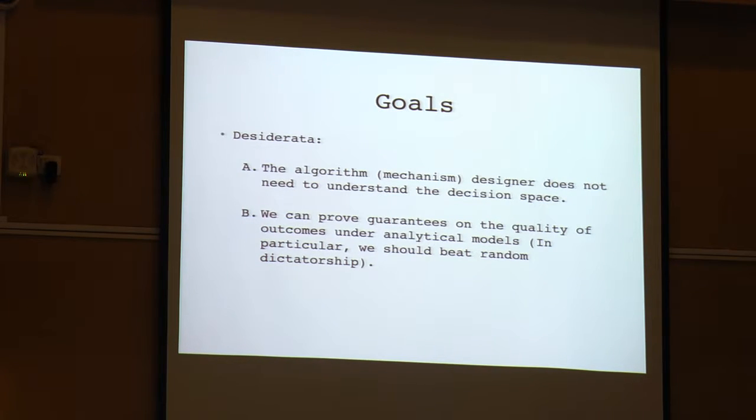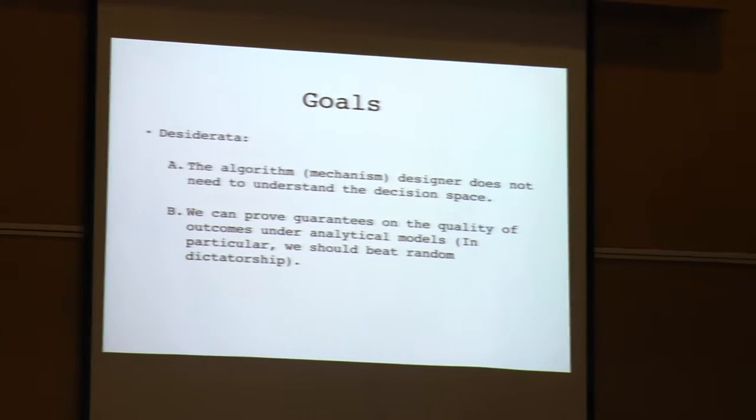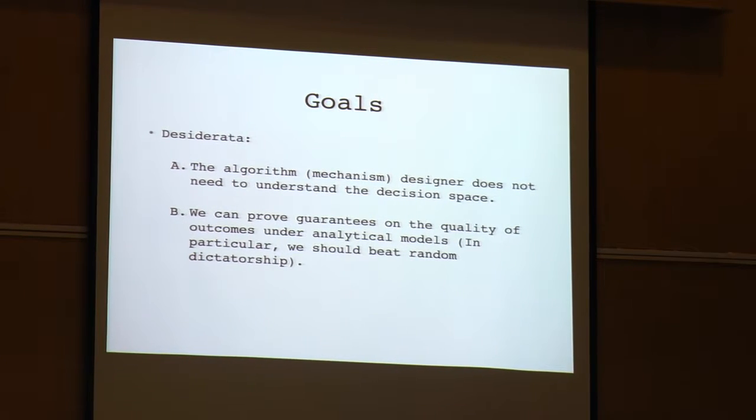And so we want this to be a mechanism, not just an algorithm. So instead of thinking of these purely as algorithmic problems, I'm now starting to think of them as an interaction mechanism. And we want to be able to prove guarantees on the quality of outcomes under analytical models, right? So in particular, we should beat something like random dictatorship. Random dictatorship is this one thing which is very thorny, because it's often very good. You pick a random person as a dictator and you ask them to make a decision, and in a lot of these social choice settings, a random dictator actually ends up being quite good. So beating random dictatorship sounds like a funny goal, but it's often hard to achieve.